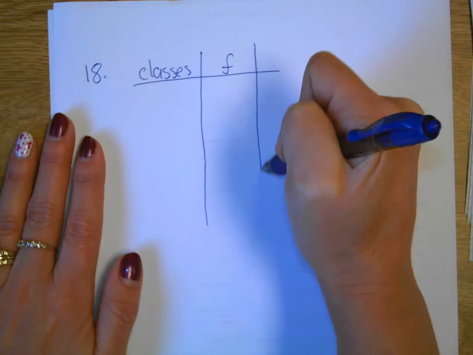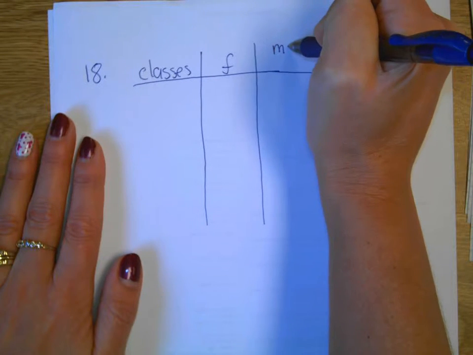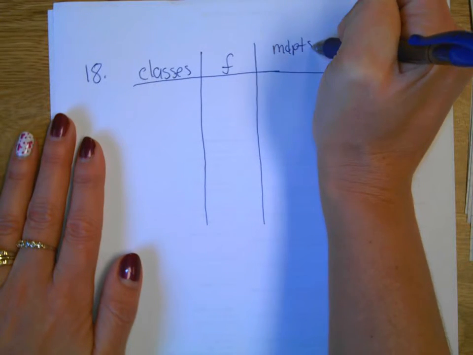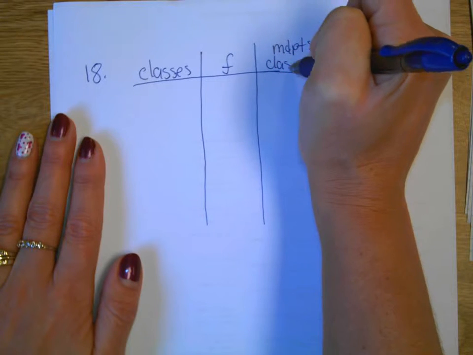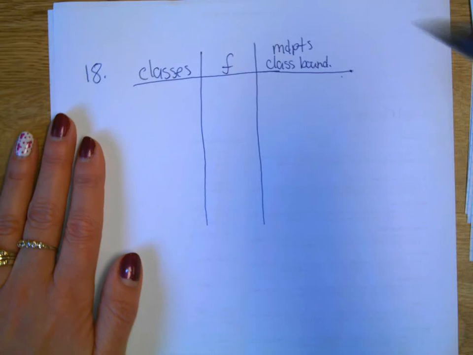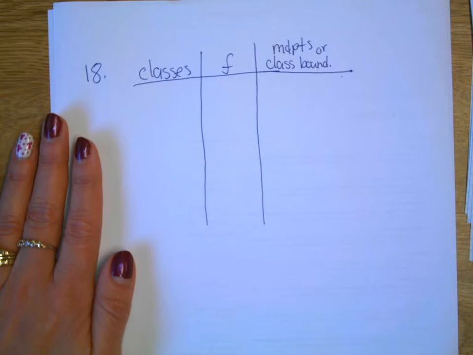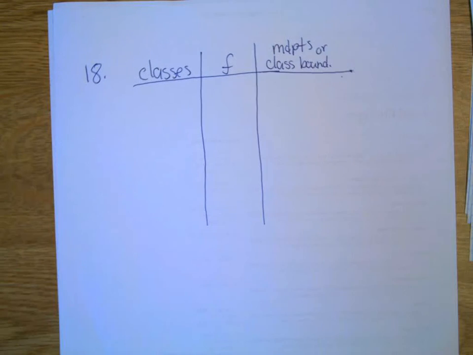frequency, and then you've got a choice to either use midpoints here or class boundaries, your choice. Because that's what's going to go on a frequency histogram. So you decide what you want in this last column. Class boundaries.